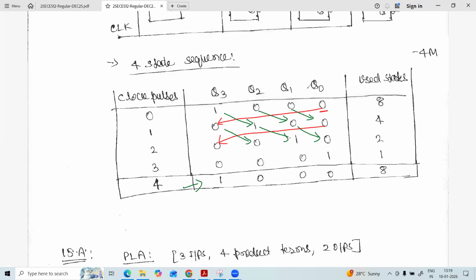If they are asking for the timing waveform, then you can draw the timing waveform. If it is not required here, but you have drawn it, okay, fine.